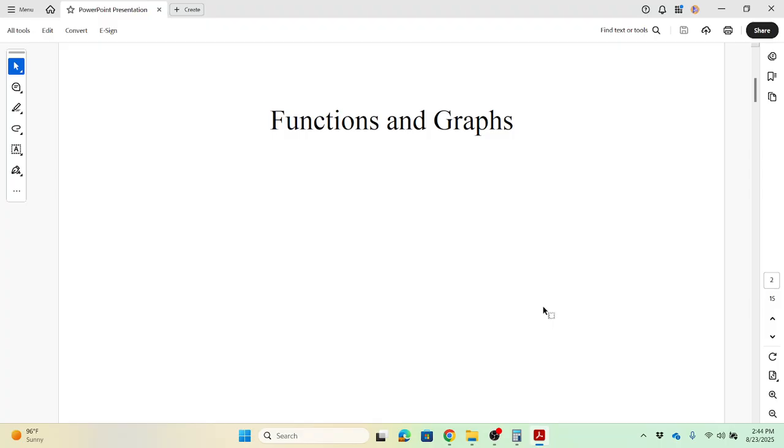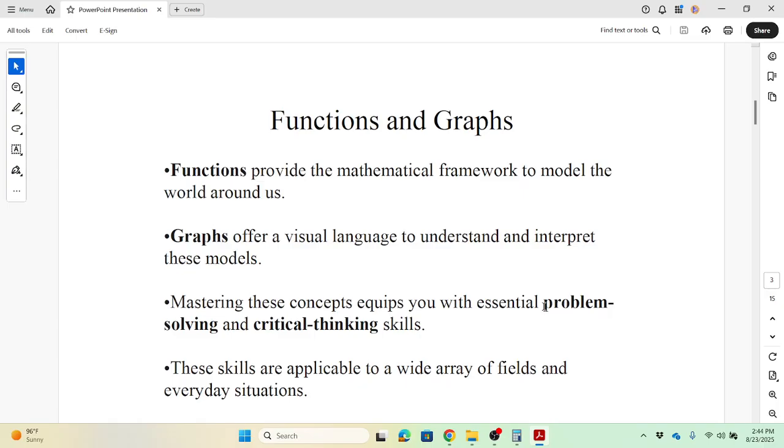Functions and graphs. This is the section, the topics. Functions provide the mathematical framework to model the world around us. Graphs offer a visual language to understand and interpret these models. So that's the reason we're covering these two topics. Let me go over the big picture.